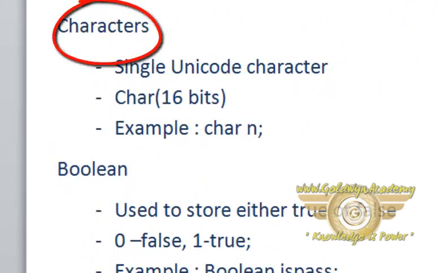Character. A character data type is a data type which is used to store single Unicode characters. Char is used only for storing a single character. Char occupies 16 bits of memory. This is the example of the character data type.